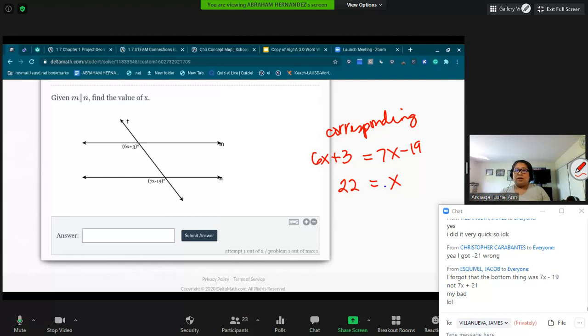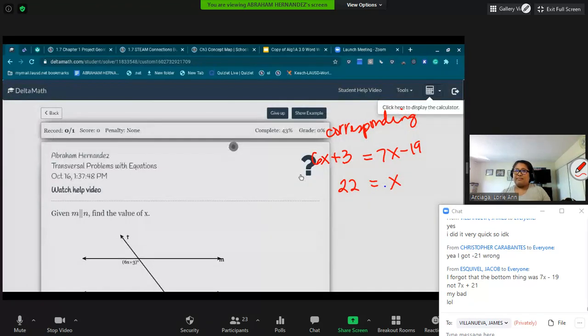Let us know, and Abraham can now try it. So make them equal. Get the value of x. And let's cross our fingers. It's 22. It should be. Right? What's next?